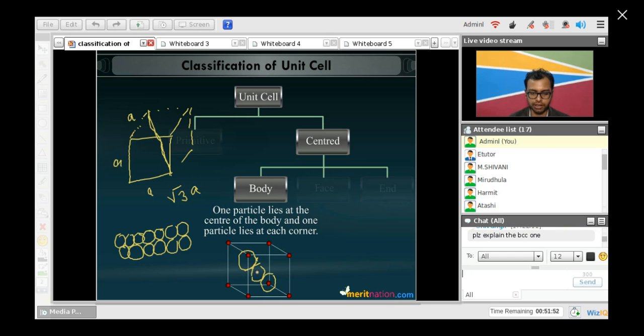You can calculate that as well. So how can you calculate the length of the body diagonal? So you can do that.